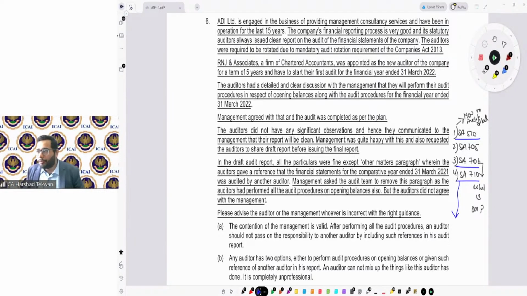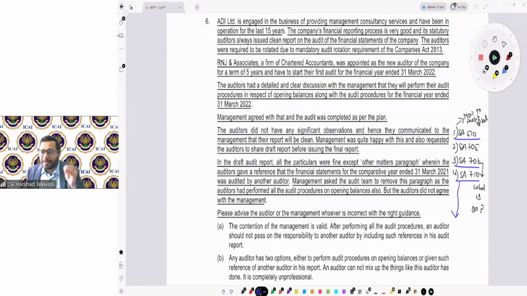That is where your corresponding figures and comparative financial statements are reported. If you see paragraph 17 of the standard, it specifically says that if the financial statements of the prior period were audited by a predecessor auditor, in addition to expressing the opinion on the current period's financial statements, the auditor shall state in the other matter paragraph that the financial statements of the prior period were audited by the predecessor auditor, the type of opinion expressed by the predecessor auditor, and if the opinion was modified, the reason thereof, and the date of the report.